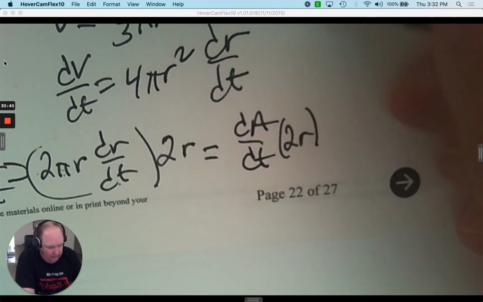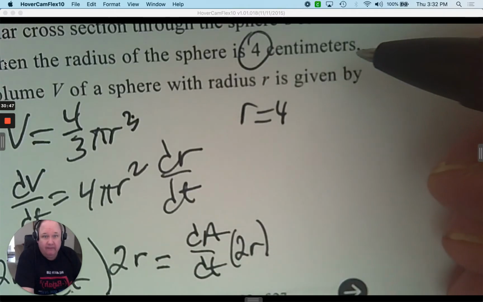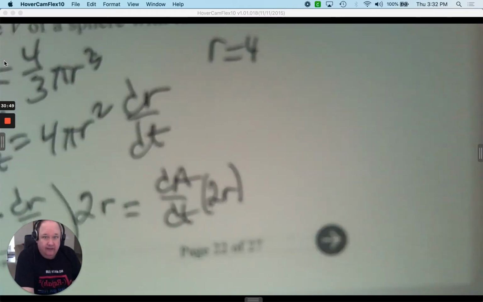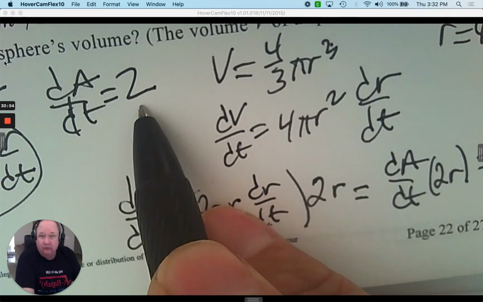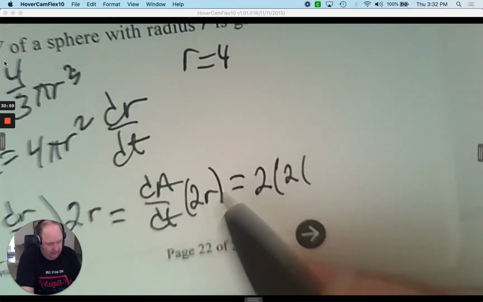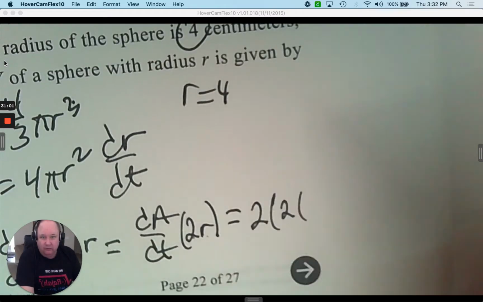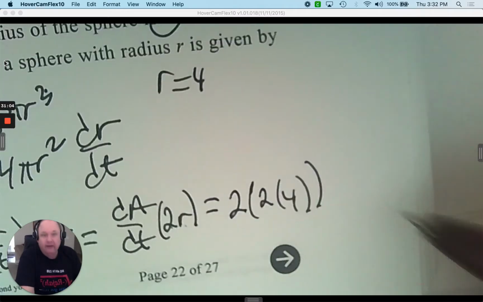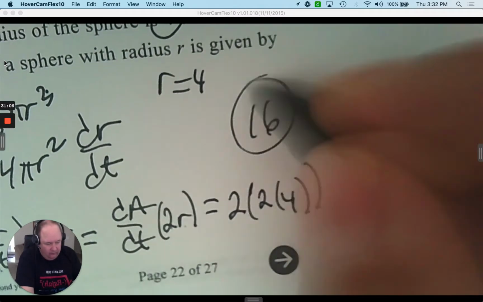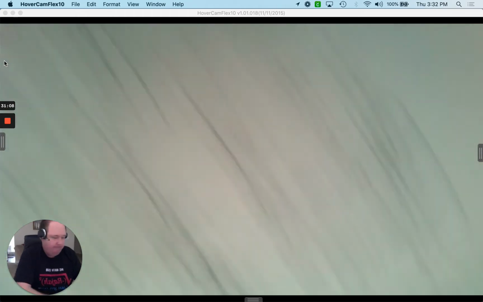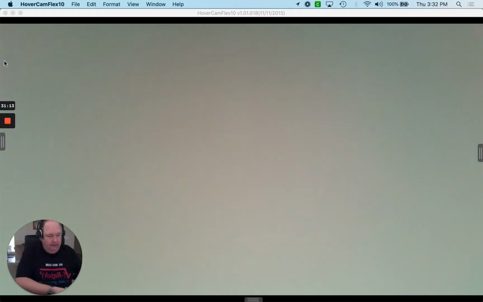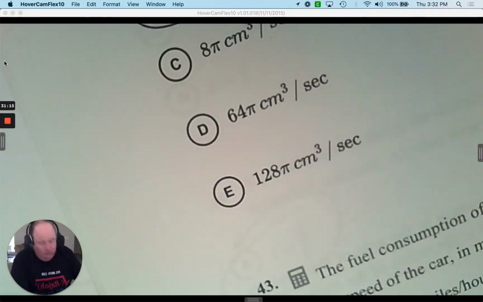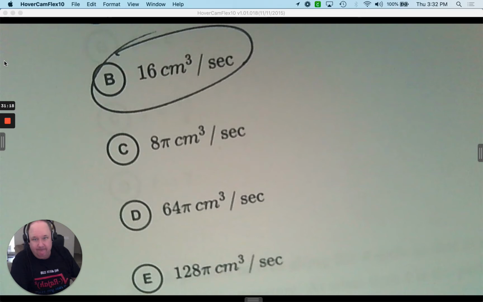And it says the radius is 4. So I do need that value. And now I just plug in. So dA by dt, it tells me is 2. And then 2r, which is 4. And then if I put all of that together, the answer is 16. In its volume, so it's centimeters cubed per second.